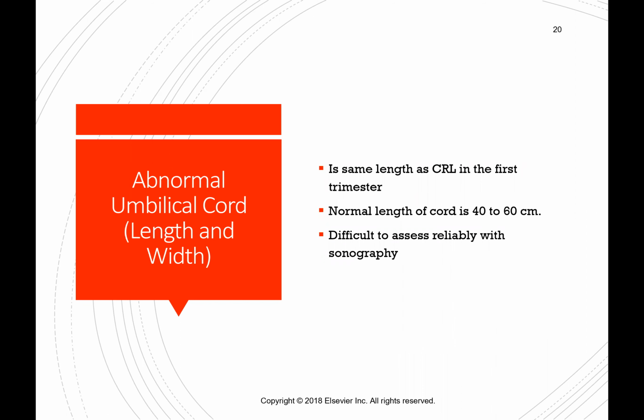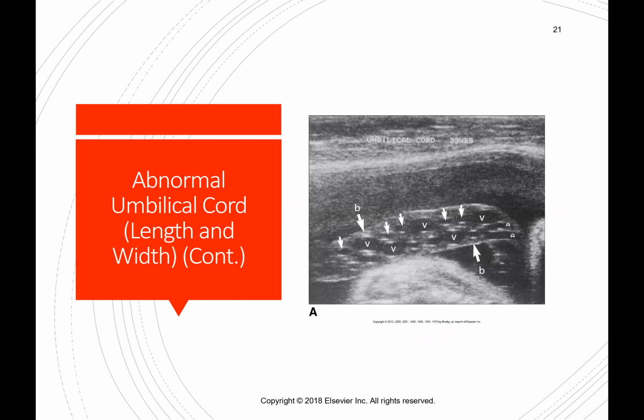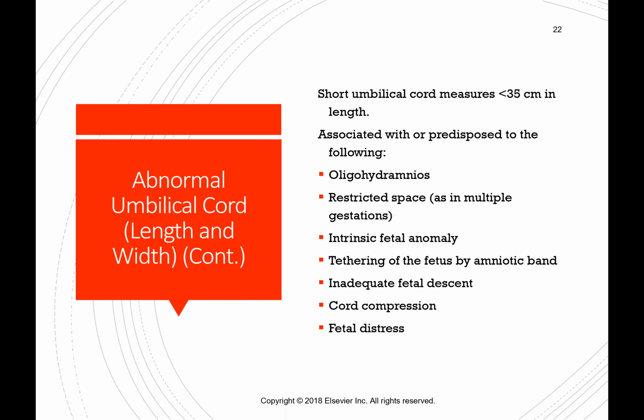Now, I think it's interesting that the umbilical cord is the same length as the crown rump length in the first trimester. And again, a normal length of a cord is 40 to 60 centimeters. But again, that's difficult to assess really on sonography. Here's another image of it.